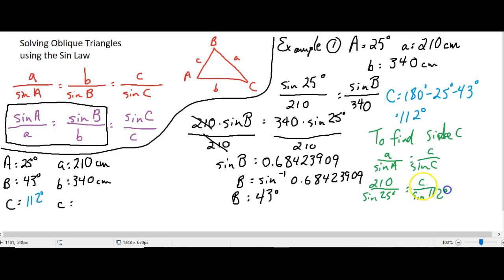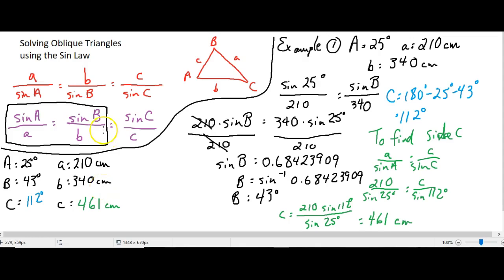112. Cross multiply and divide, we end up getting here that C is equal to 210 sine 112 divided by sine 25, which is equal to 461, if I round it, centimeters. 461 centimeters. All right, so this triangle is solved.